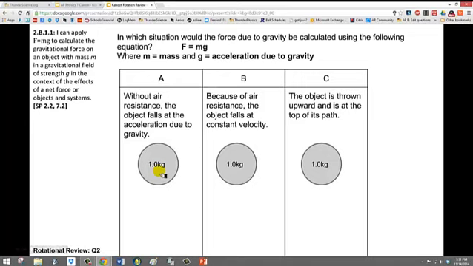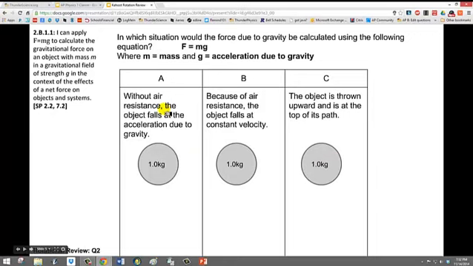Okay, and the answer there is we would use mg, the force due to gravity. For object B, the choice says because of air resistance, the object falls at constant velocity. Well, it's still going to be mass times gravity because gravity still works on that object. C says the object is thrown upward and is at the top of its path. So even at the top of its path, it's still going to experience a force due to gravity.